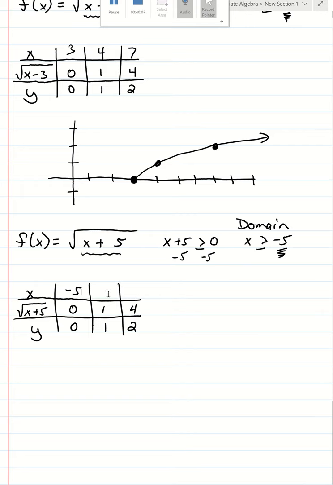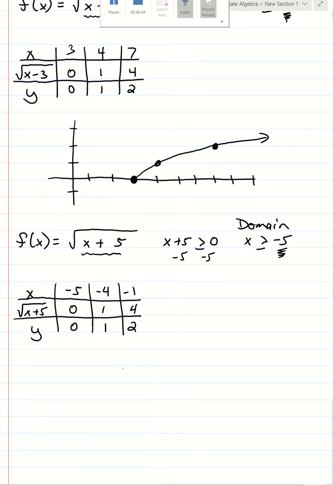I need another value of x such that when I add 5 to it, I get the number 1. Well, the number that you can add 5 to produce a 1 would be a negative 4, because negative 4 plus 5 is 1, and the square root of 1 is 1. Next, I need a number that when I add 5 to it, I get 4. Can you think of a number that when we add 5, we get 4? The answer would be negative 1, because negative 1 plus 5 is 4.